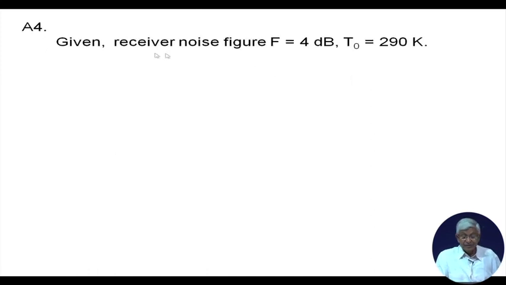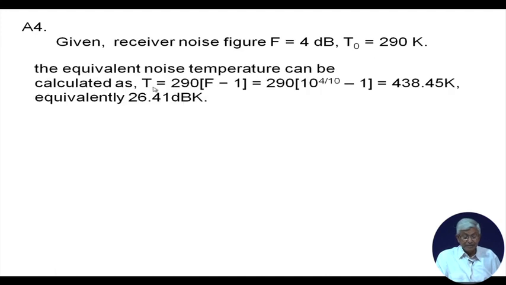Simple. So, receiver noise figure first 4 dB, convert 4 dB, and 290 K, the normal temperature, is given, and the noise temperature is T0 into F minus 1. This F has to be in ratio. So, this 4 dB, 10 to the power 4 by 10, 290 into 10 to the power 4 by 10 minus 1, which comes out to be 438.45 K, which is equivalent to 26.41 dBK.